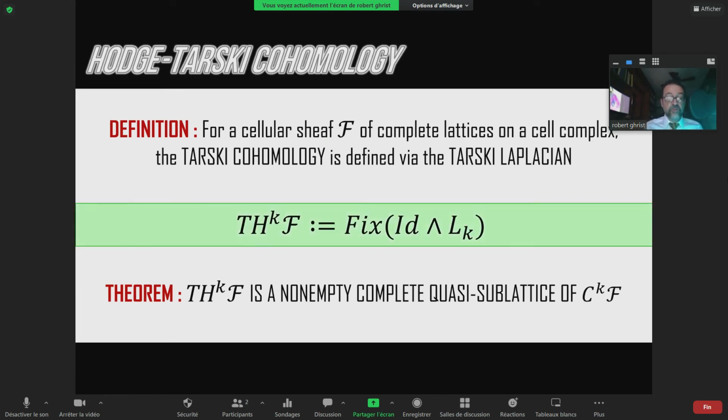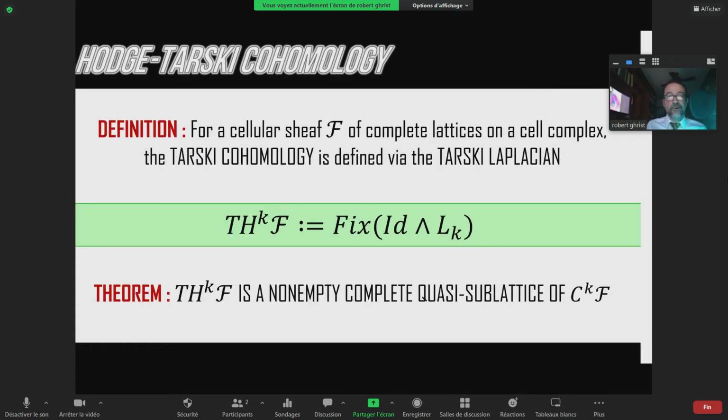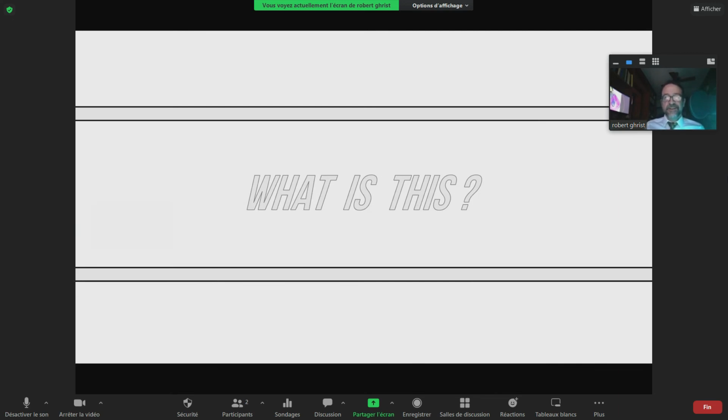And of course, the theorem that we proved in grading 0 works in higher gradings as well. It's a non-empty complete quasi-sublattice of the k-cochains. Cool. But what is it? What does it tell you? I don't know. That's a really good question. I mean, this isn't a cohomology theory at all.